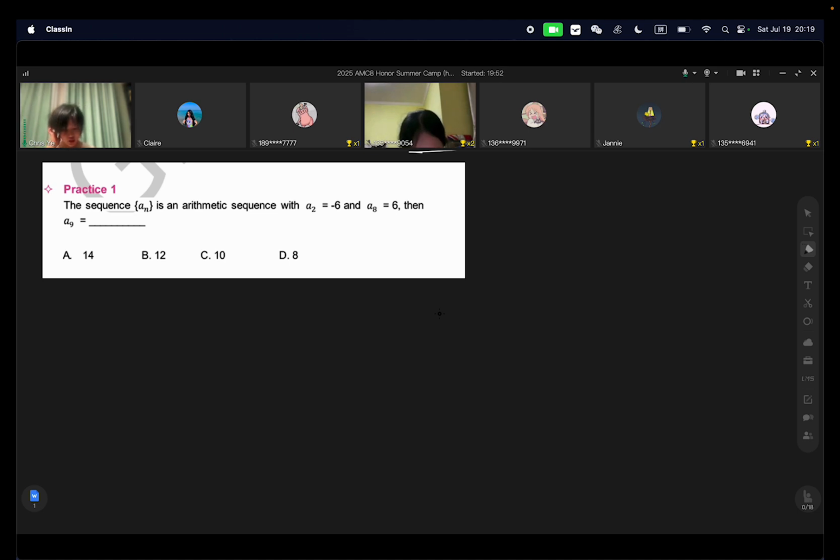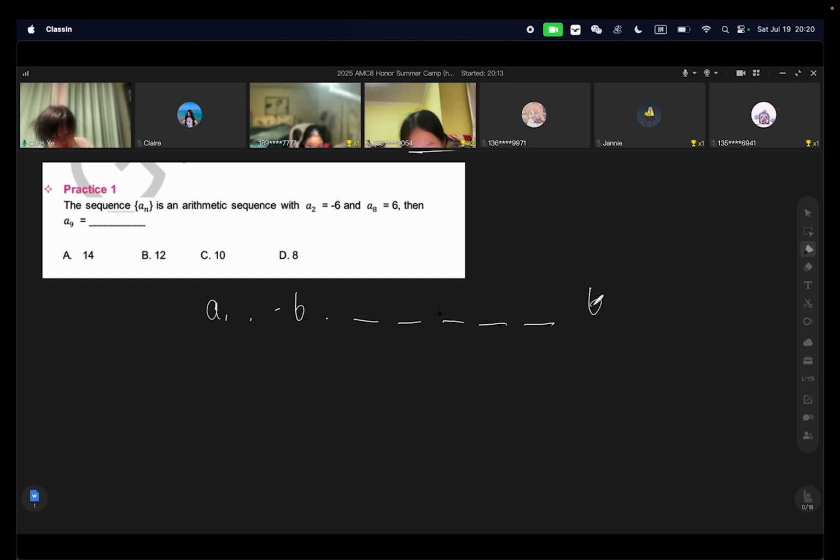It says that the sequence is an arithmetic sequence where, let's say the first term is A1, the second term is -6, and the eighth term is 6. So we're going to have 1, 2, 3, 4, 5, 6, 7, and then the eighth term is 6. Then A9 equals... The interval we have in total is going to be 8 minus 2 equals 6.